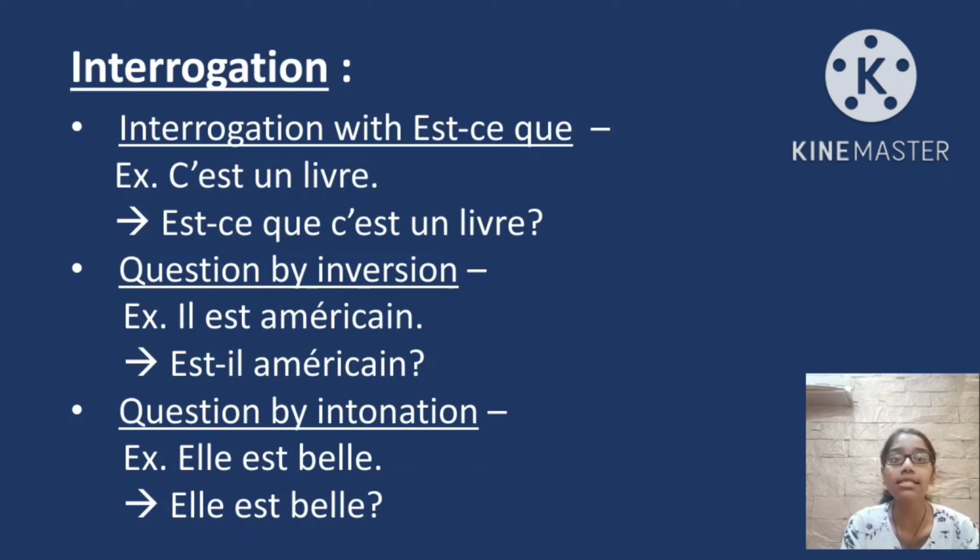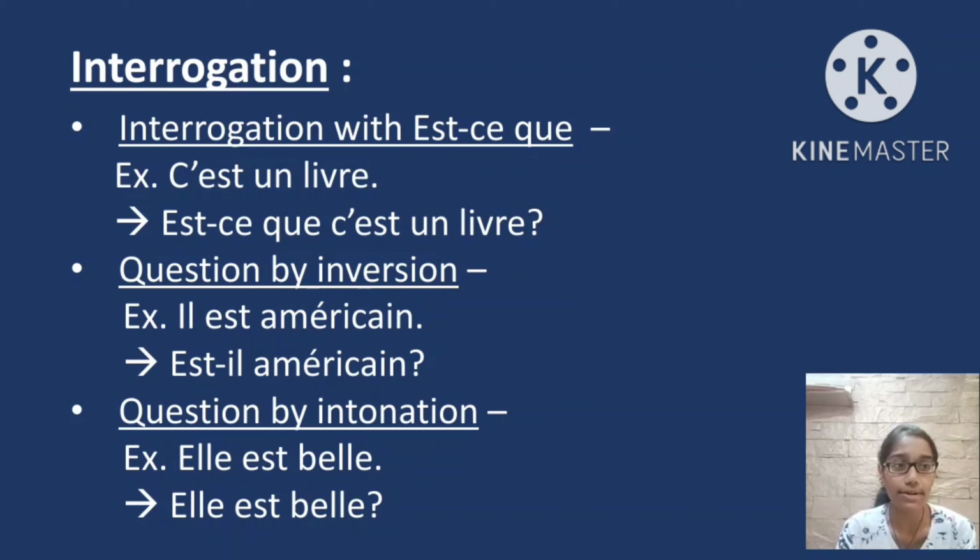The second form is question by inversion, that is interrogation by inversion. Example, il est américain. Then the interrogative form will be est-il américain? So here we have to reverse the form, that is, we write the verb first and then the subject pronoun, and between them we put a hyphen. So, est-il américain?